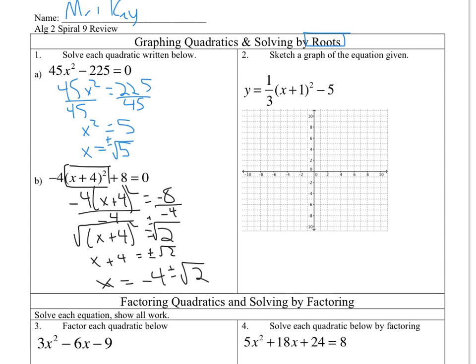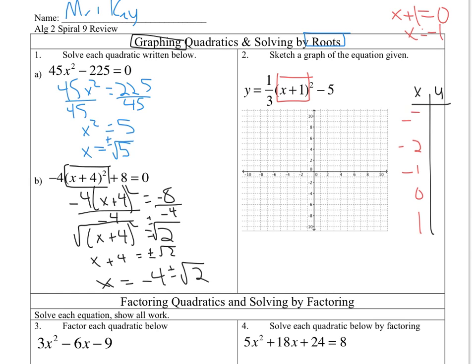Next one. This is the graphing part of things. Sketch a graph. That means make a table. That's how we do it. So, we want to figure out what makes inside here equal to 0. Well, x plus 1 equals 0. If you need to write it down, x plus 1 equals 0. And solve. So x equals negative 1. That's the middle of my table. Go up 2 and down 2 from there.